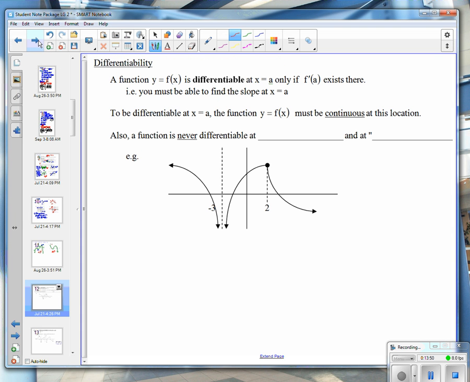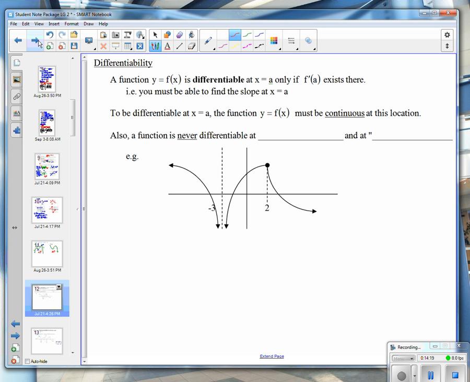The next one here, and this is just kind of, I'm going to wrap up this lesson after this. We're talking about, again, just kind of when funky things are really happening to our graph, when we've got asymptotes, when we've got cusps, because that can be just a little bit more tricky. So it's saying a function is differentiable, so we can find the derivative at x equals a, only if the derivative exists there. So you must be able to find the slope at x is equal to a.